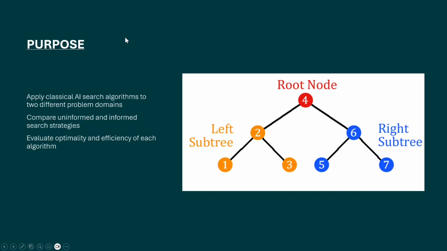The purpose of this assignment is to apply classical AI search algorithms to two different types of problems: geometric path planning and a symbolic constraint problem. The goal is to model each problem using formal search components such as states, actions, and path cost, and then evaluate how different algorithms perform.